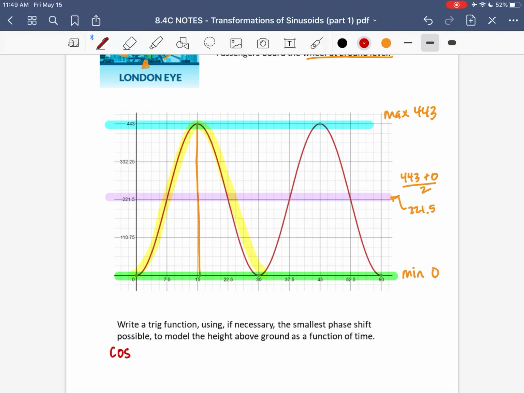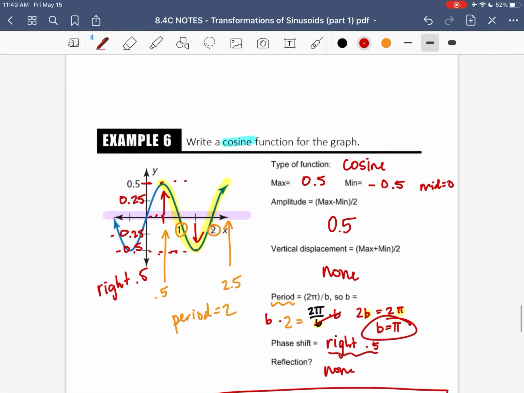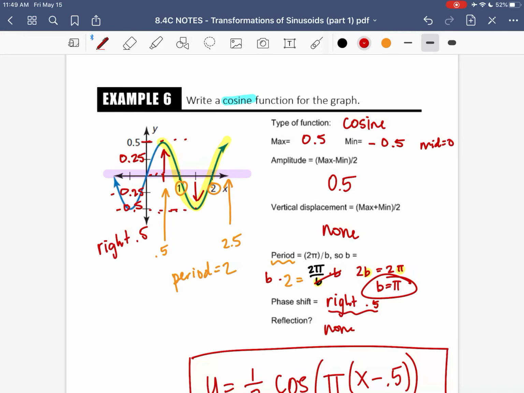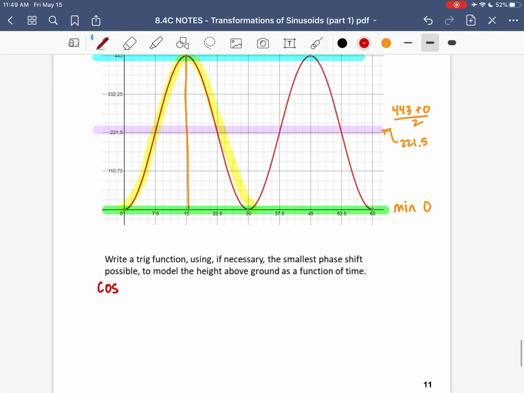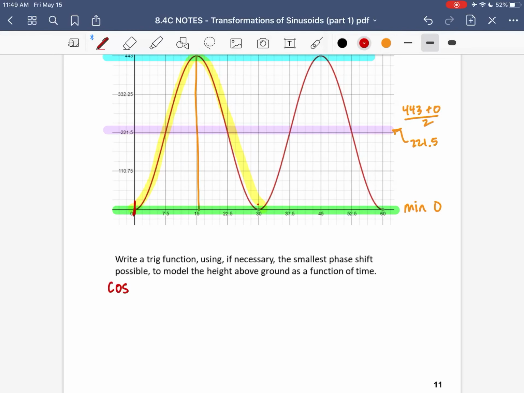I found my midline. It'd be really nice to figure out my period. I think that might be next. Maybe I'll come look up here. Max, min, amplitude. We figured out the amplitude. Vertical displacement. Oh, we should figure out our vertical displacement. Well, we kind of did because we found out our midline is 221.5. So yeah, let's find the period.